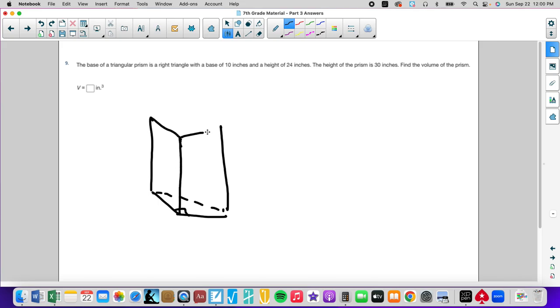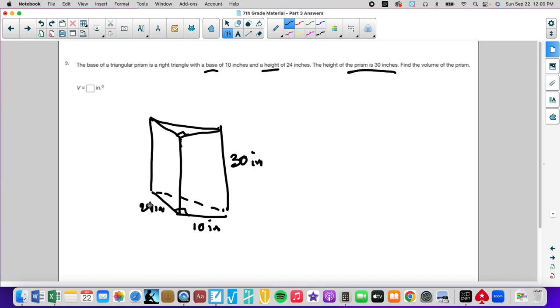And it looks like this. And that's a right angle, because it says the base has a base of 10 inches and a height of 24 inches. They need to be perpendicular to each other. Since it said height, we know that the height's always going to be perpendicular to the base in any triangle. And then it tells the height of the prism is 30 inches.